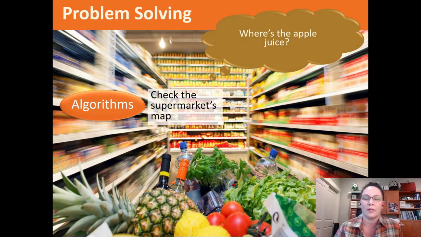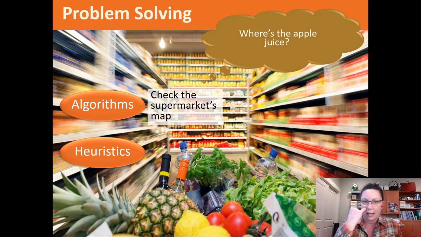That's another algorithm. The thing about algorithms is that they can be a little time consuming. Going and asking for a map, going and asking for help. That can be a little time consuming. So a lot of times we instead rely on heuristics. Heuristics are sort of rule of thumb strategies.